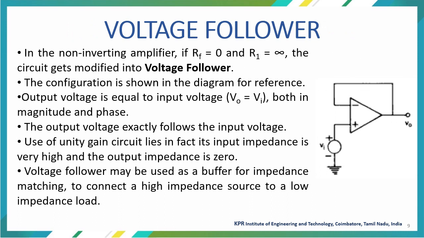The voltage follower is an extension of the non-inverting amplifier, where you consider the feedback resistance equal to 0 and the input resistance equal to infinity. This modification will give you the voltage follower. The configuration of the voltage follower circuit diagram is shown in the figure, where the output voltage is equal to the input voltage, V0 equal to VI, both in magnitude and phase. The output voltage exactly follows the change occurring in the input voltage. The use of this unity gain circuit lies in the fact that its input impedance is very high and its output impedance is 0. So the voltage follower may be used as a buffer for impedance matching to connect a high impedance source to a low impedance load.